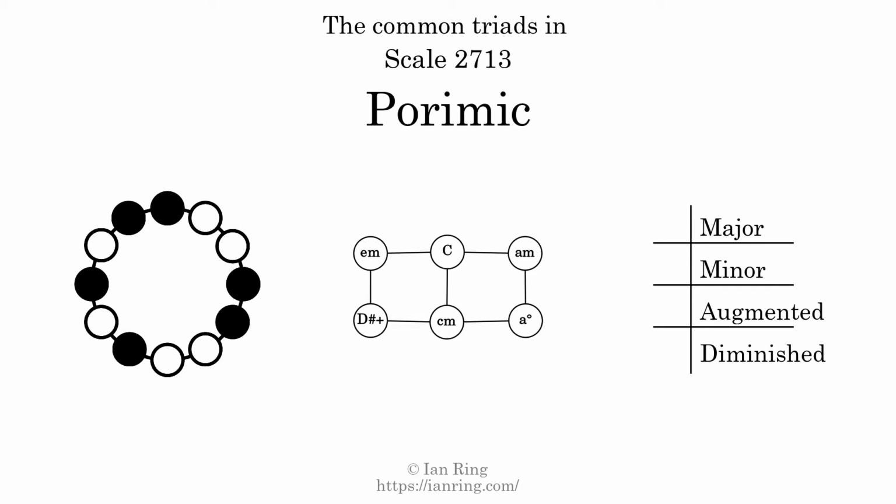The diagram in the center is a graph of parsimonious voice leading between triads. There is one major triad. There are 3 minor triads. There is one augmented triad. There is one diminished triad. Here is a Hamiltonian path of parsimonious voice leading that uses all the triads.